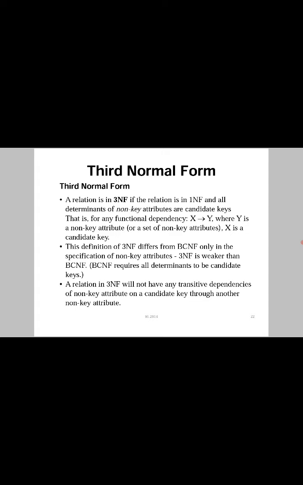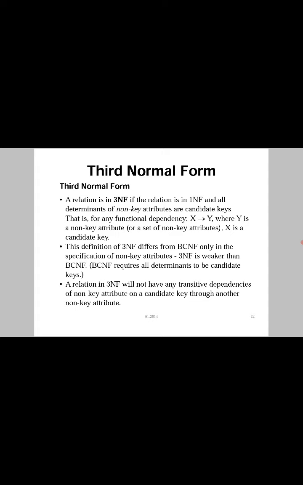So what is third normal form, or 3NF? A relation or a table is in 3NF if the relation is in first normal form and all determinants of non-key attributes are candidate keys. That is, for any functional dependency X arrow Y, where Y is a non-key attribute or a set of non-key attributes, X is a candidate key.